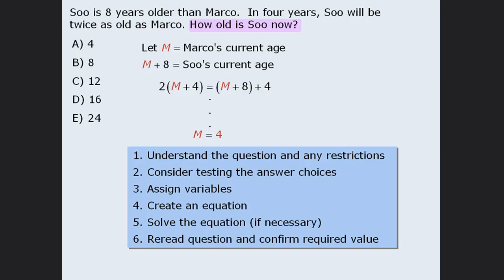In this question, we are asked to find Sue's age, but the equation was written in terms of m, and m represents Marco's present age. Since Sue's present age is equal to m plus 8, and we now know that m equals 4, we can conclude that Sue's present age is 12, which means the answer here is C.